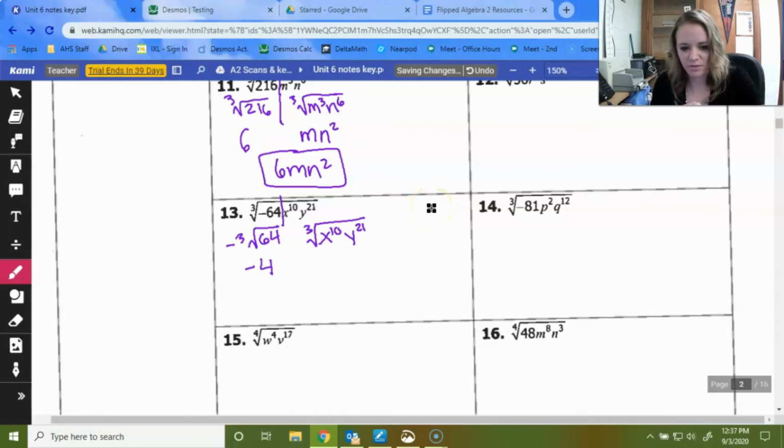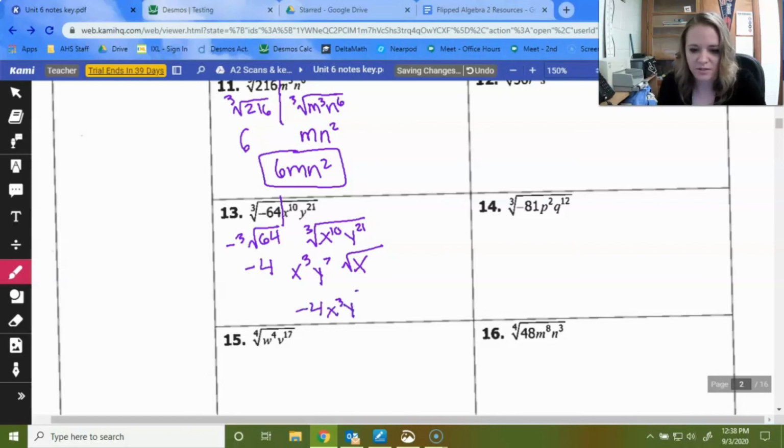Then we do our variables. So how many pairs of 3 are in 10? 3. Very good. And we're going to have a leftover, definitely. Y: how many pairs of 3 come out of 21? 7. No leftovers here, but we took out 9 of my x's, so I have 1 left. And then this is your answer: negative 4x to the third, y to the 7th. Oh, I don't want to forget my 3, and then third root of radical x.